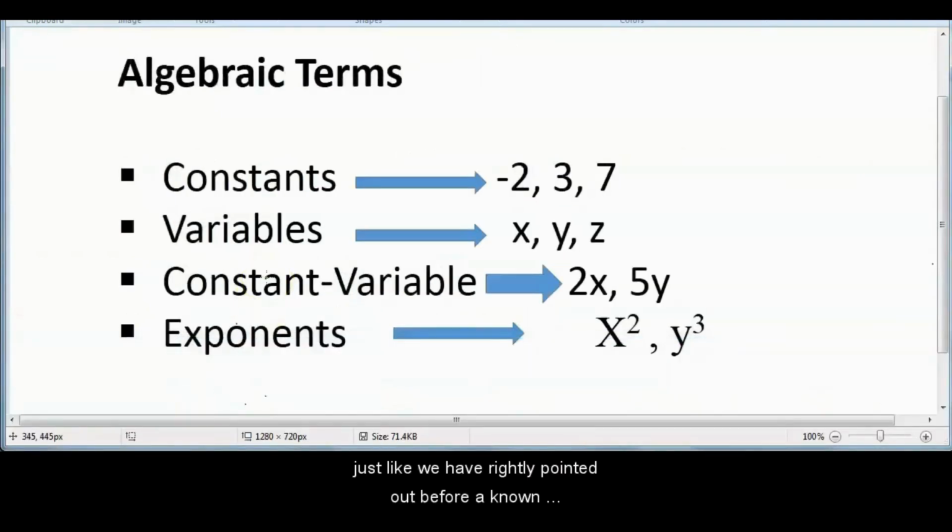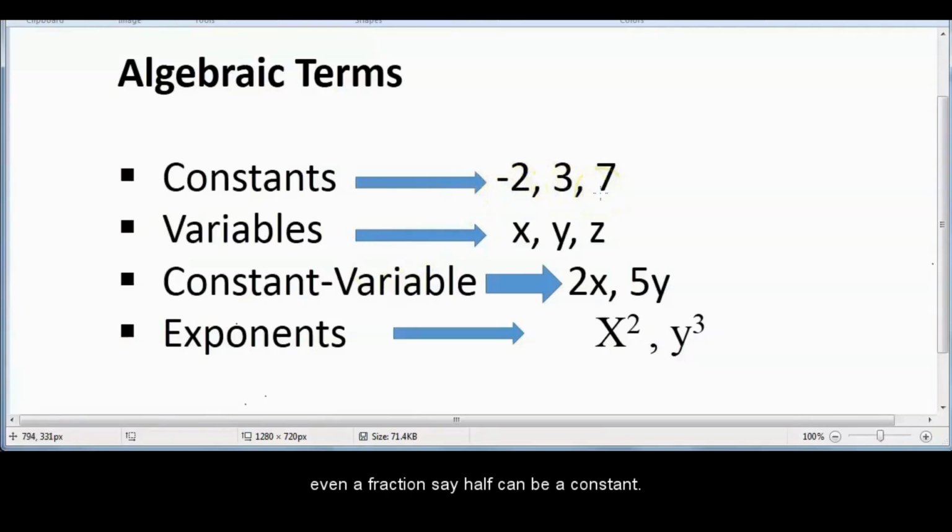Just like we have rightly pointed out before, a known value is a number or integer. In algebra, it can be regarded as a constant. -2, 3, 7 are all constants. Even a fraction, say half, can be a constant. An unknown value, on the other hand, is a variable. X, Y, Z are all variables.